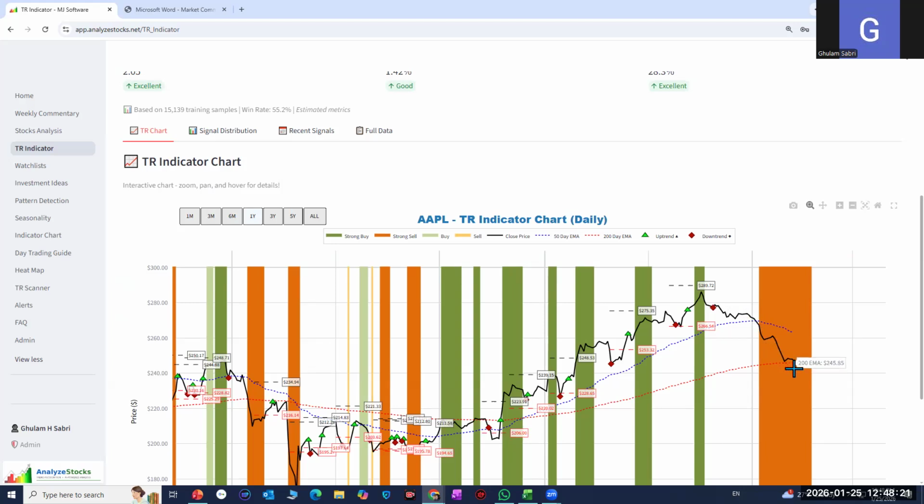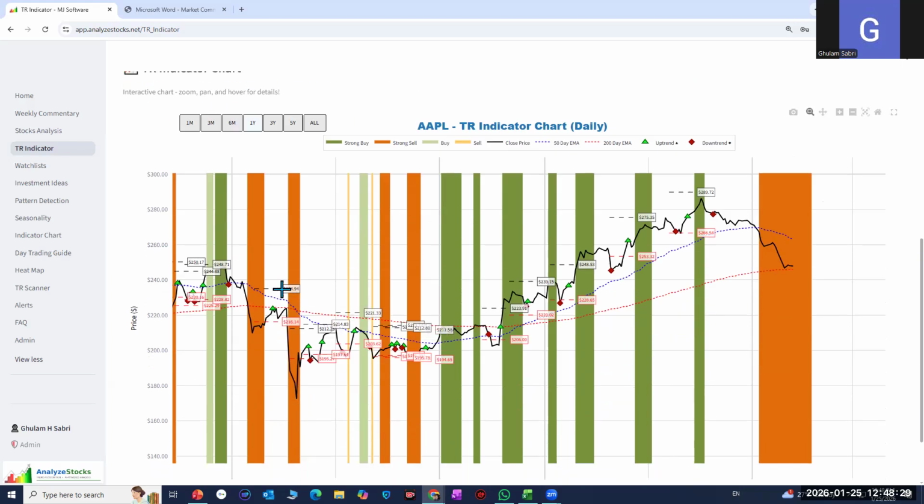Now, will it continue? We don't know. Will it find a support here? It might. It's a good support line, 200 EMA. But once it starts this strong sell zone, it takes time to repair the chart, bounces a number of times, and then eventually establishes or re-establishes a trend.